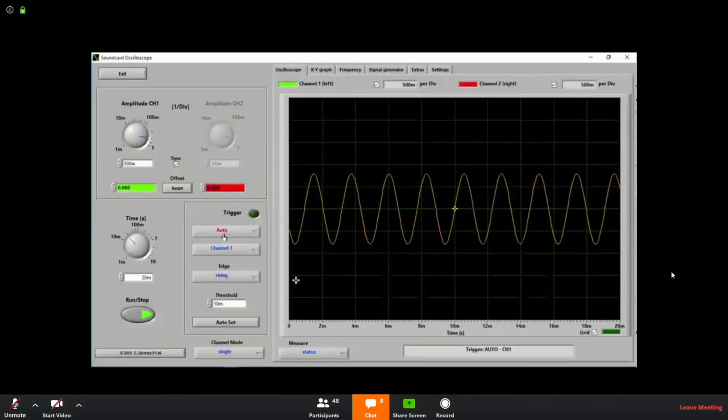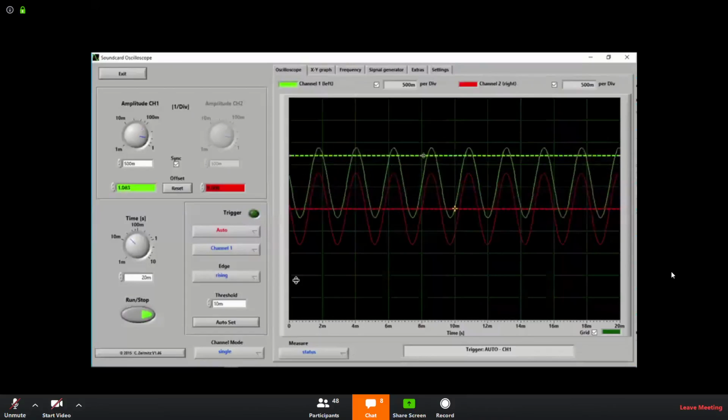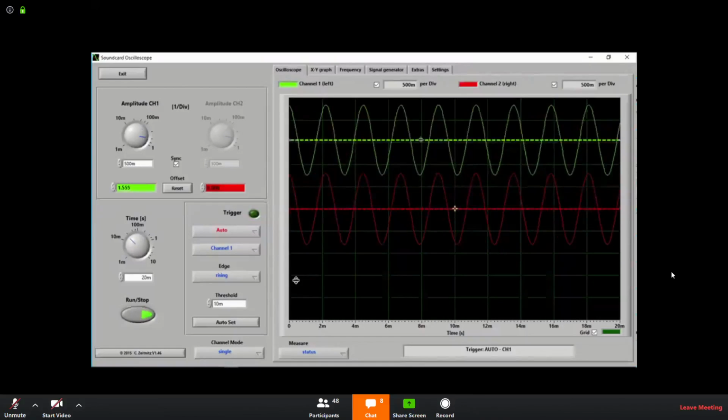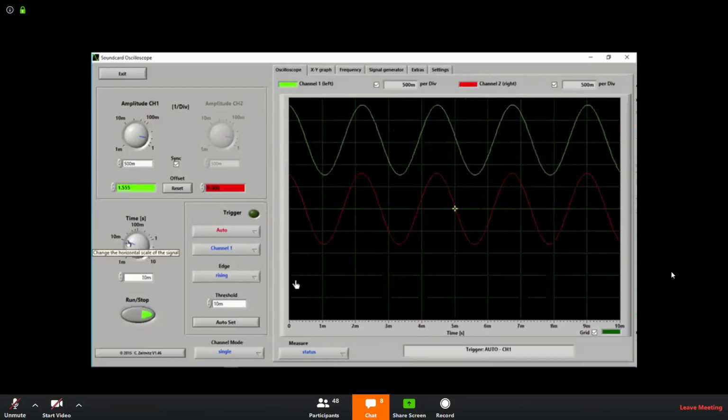Let me separate these two waveforms. Here we have two channels, left channel and right channel. To separate them, click here, you see a line, just drag it upward. Basically we have two sine waves, and you can zoom on the x-axis, meaning horizontally. If you want to zoom, you can do it like this. See, a nice sine wave is present on our screen. This is just a demonstration of how you can generate a sine wave and measure it with your oscilloscope.